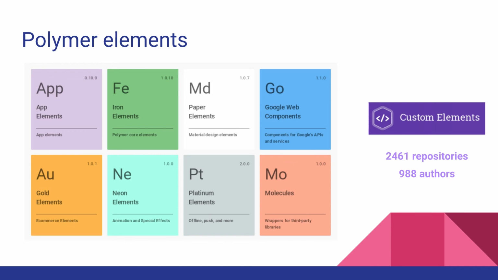So the community has actually created more than 2,500 repositories, and there's pretty much, I think, more than 1,000 authors at least that have built Ultimate. So the community is vibrant as well.